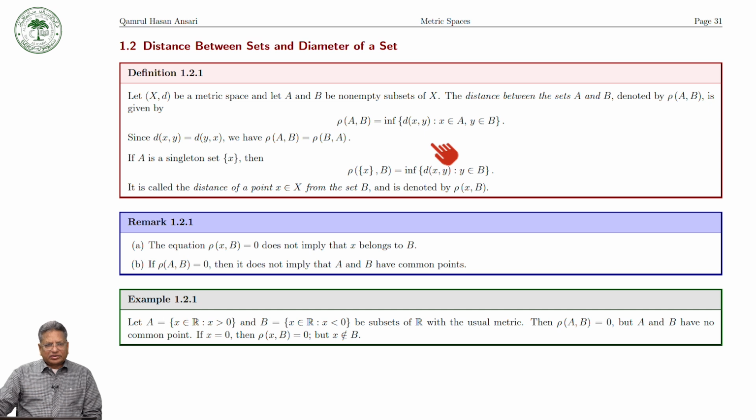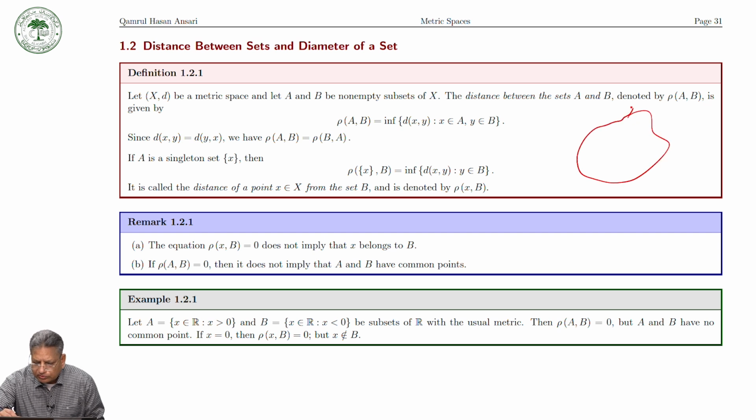The diameter of the set is the supremum of d(x,y) between any two elements. That is the diameter. For example, suppose here this is your set. You take all these points, this and this and this, and then you take the supremum of all their distances, that is the diameter of the set.